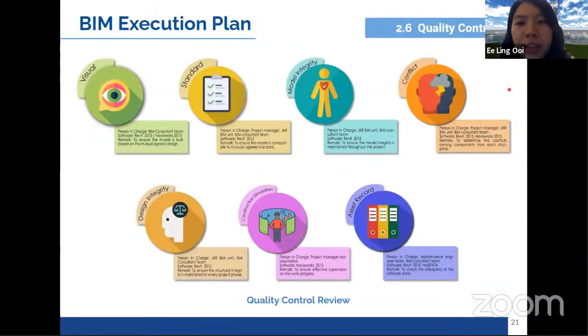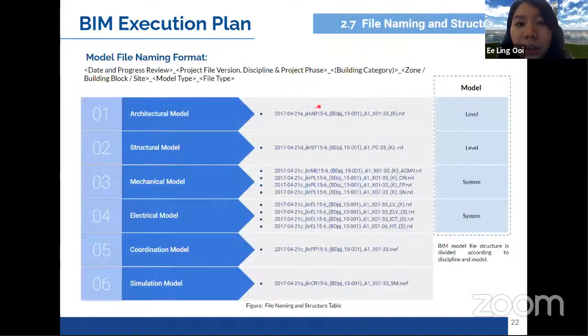Next, we'll talk about quality control in the BEP. There are several components such as visual, standard, model integrity, and conflict, just to name a few. For each component, there will be a PIC and the software involved, as well as the remark. The objective of having this model integrity control is to ensure the model integrity is maintained throughout the project.